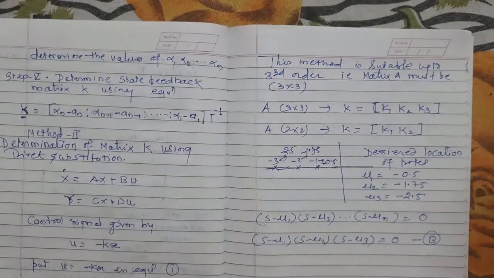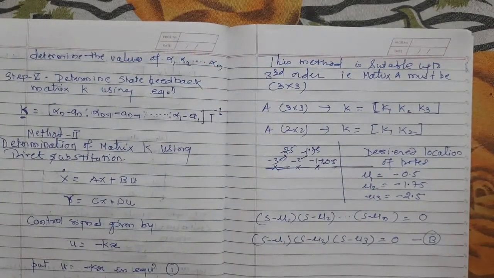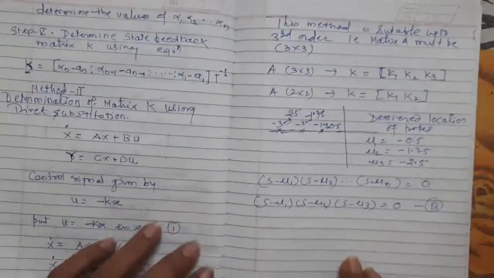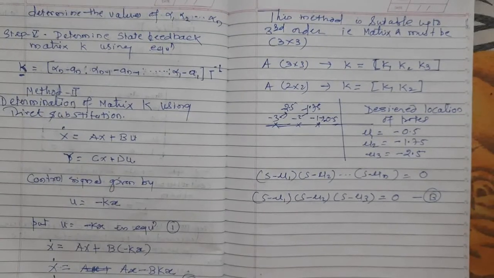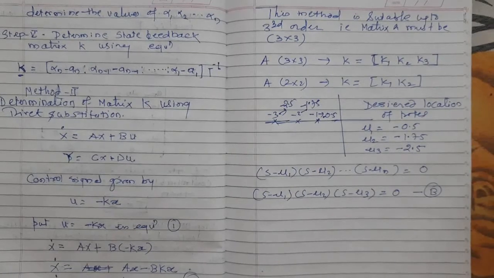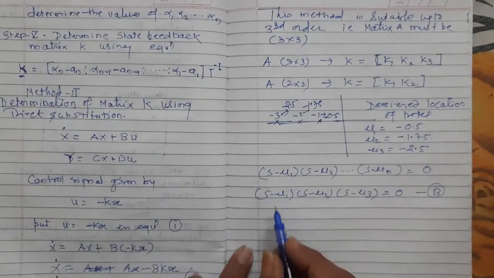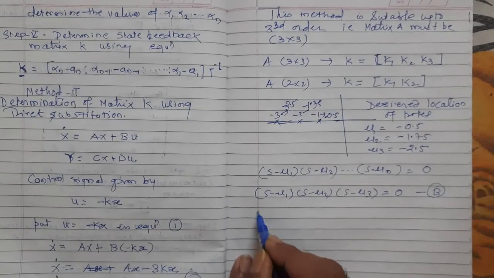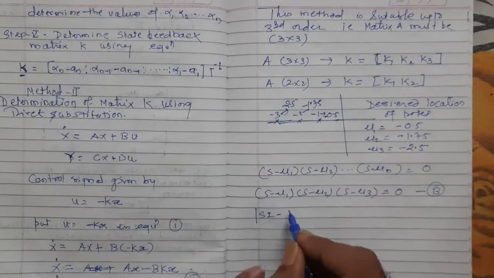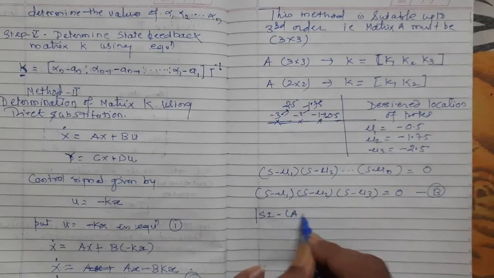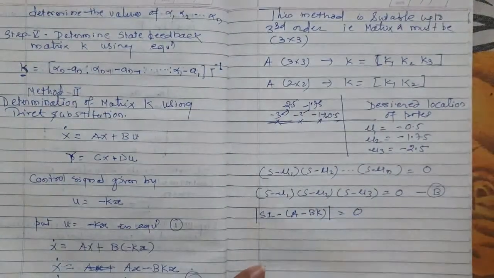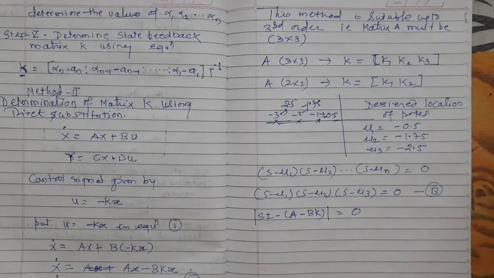Now we have x dot equals (a minus bk) multiplied by x. For this one, we will find out the poles of this equation. How can we find them? We will have the equation like this: s i minus (a minus bk) equals 0.